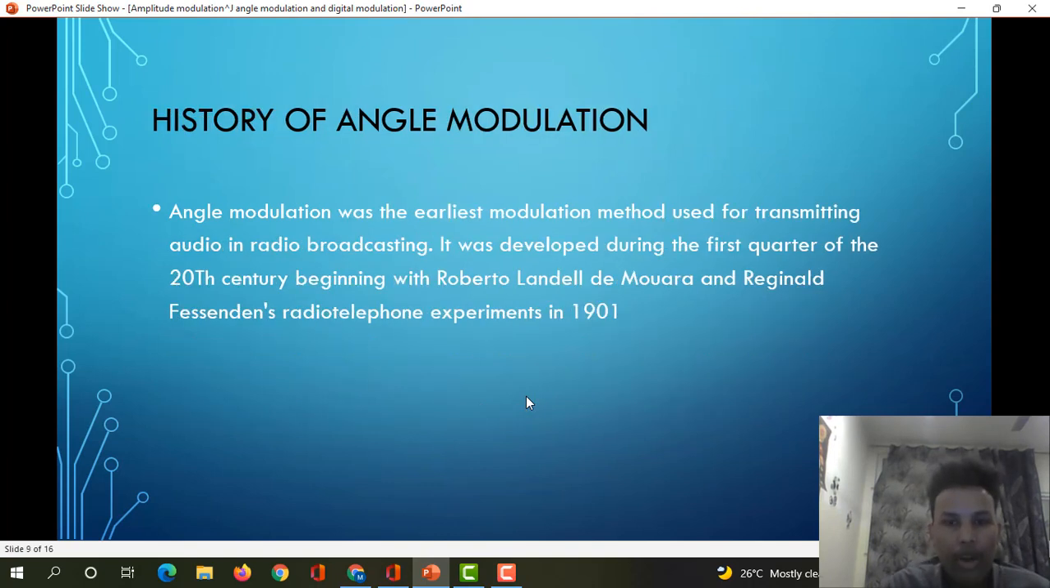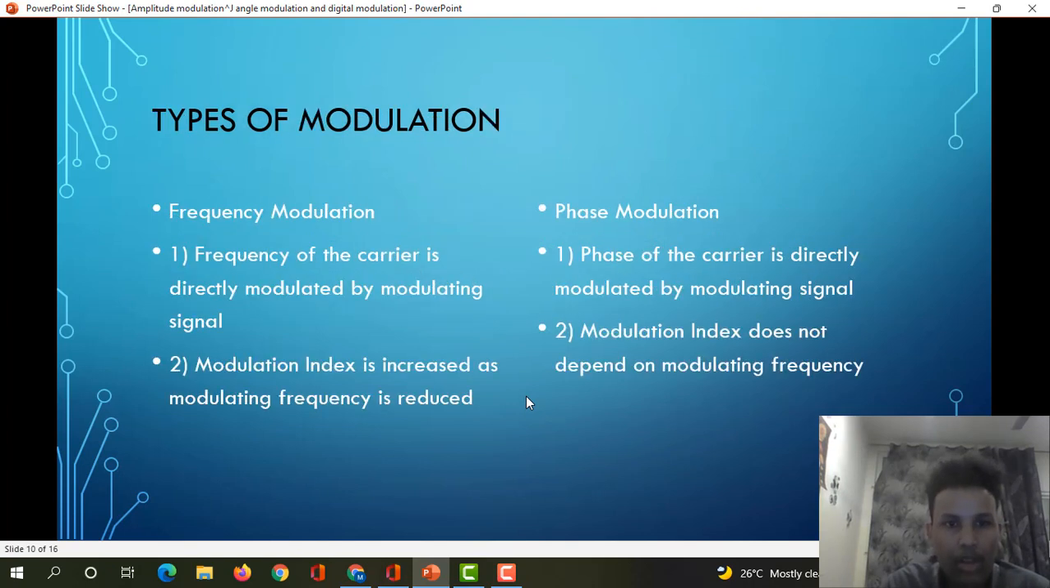The history of angle modulation. Angle modulation was the earliest modulation method used for transmitting audio in radio broadcasting. It was developed during the first quarter of the 20th century, beginning with Roberto Landell de Moura and Reginald Fessenden's radio telephone experiment in 1901. Types of angle modulation: frequency modulation and phase modulation.